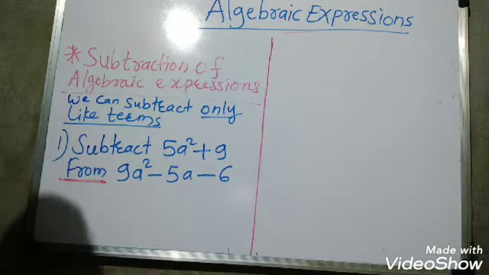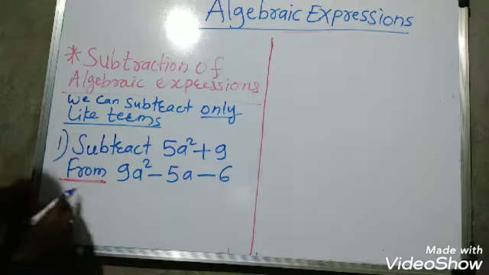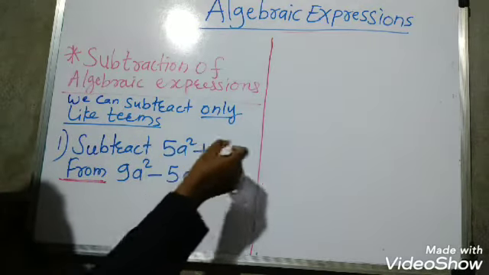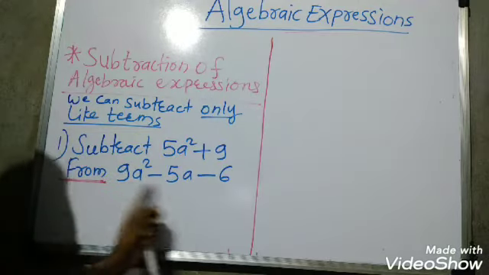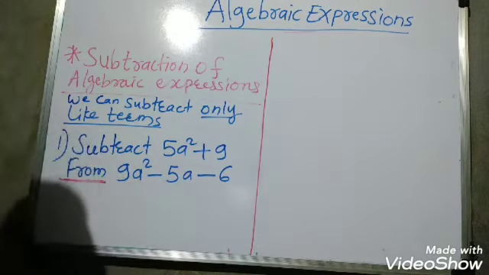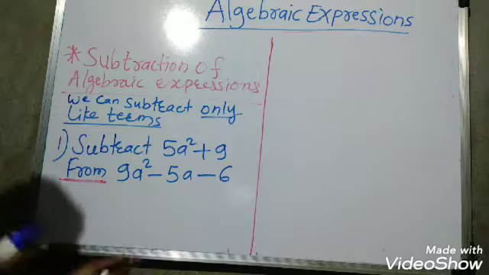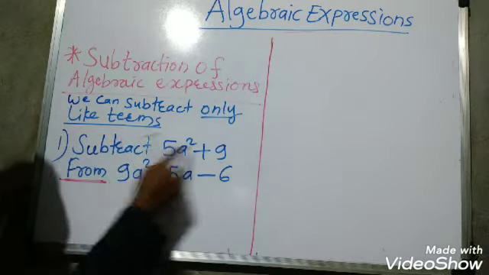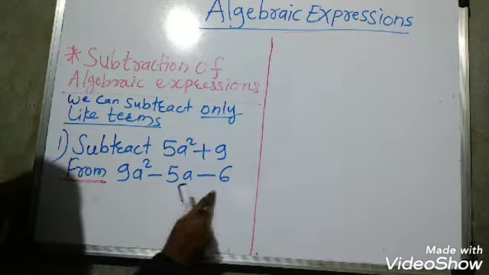While writing, what we are habituated to do is write directly. So many students directly write the first term, 5a square plus 9, minus, meaning they subtract this term, and their answer is wrong. They are losing their marks. So always remember how you will arrange. First, what they told: subtract this from this. So first this we have to write.